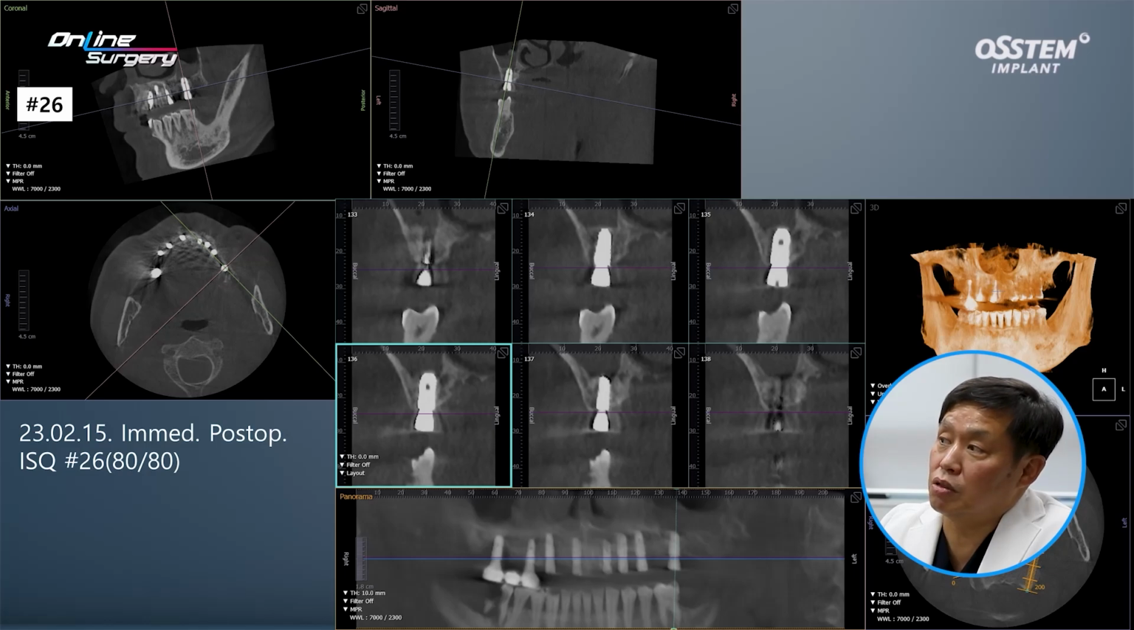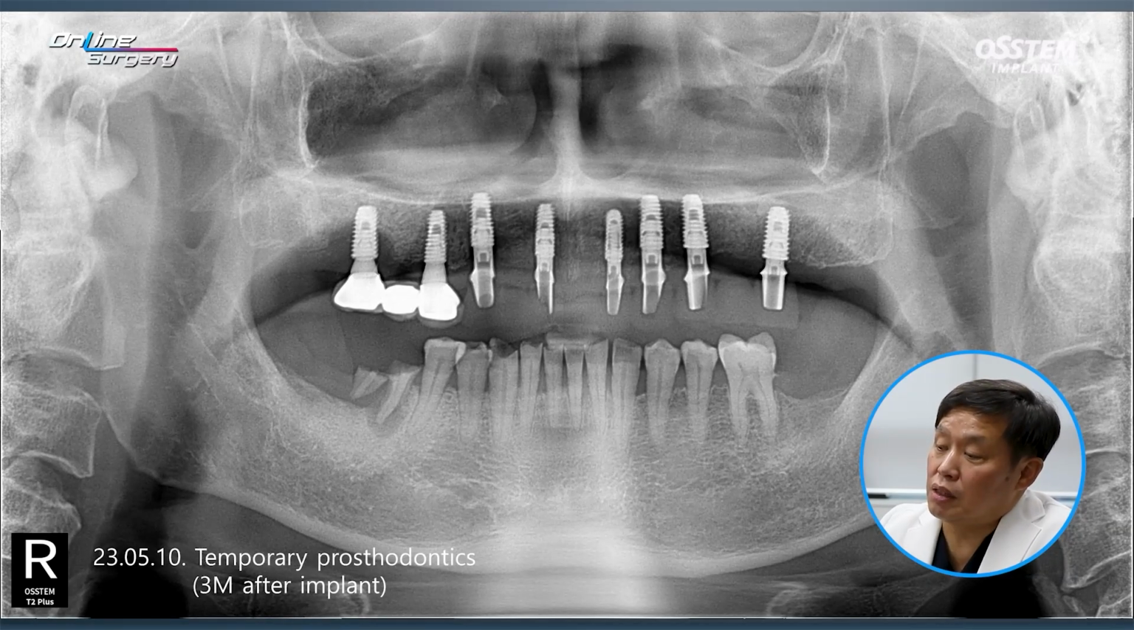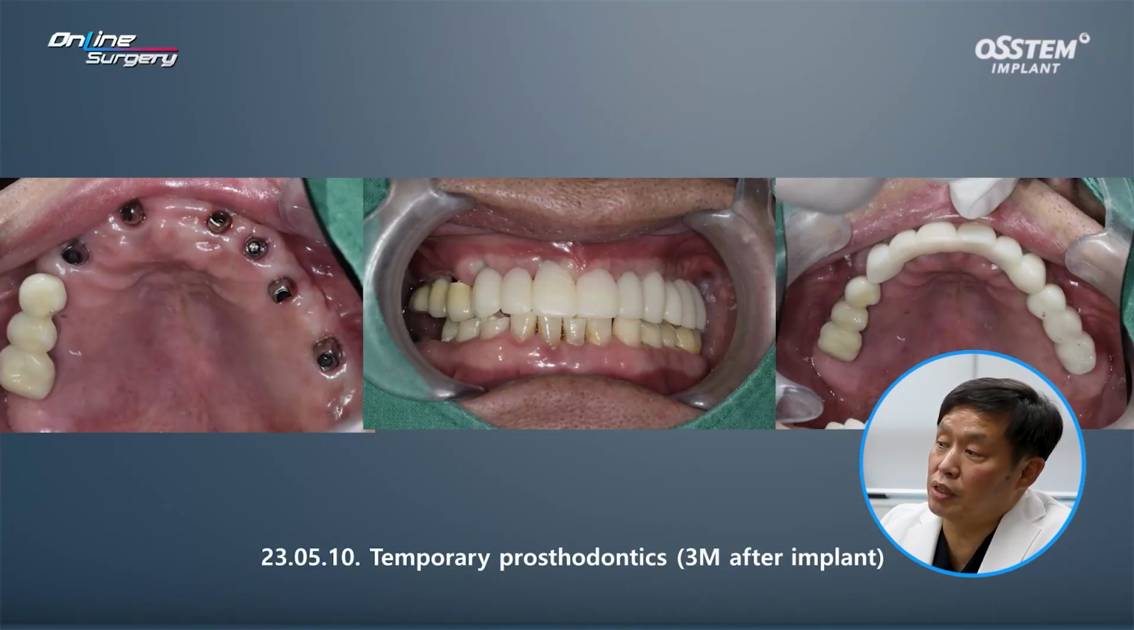This is the immediate post-op beam CT. This is 2 months after surgery, and this is 3 months after the temporary prosthesis was fabricated. As you can see, this was a 2-piece prosthesis from canine to canine, and for number 4 and 6, a bridge prosthesis was fabricated.